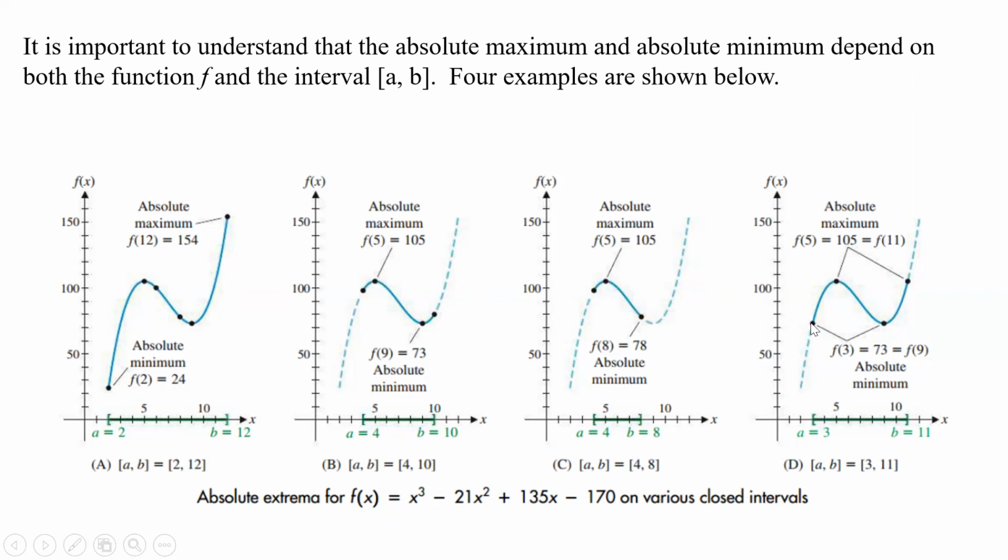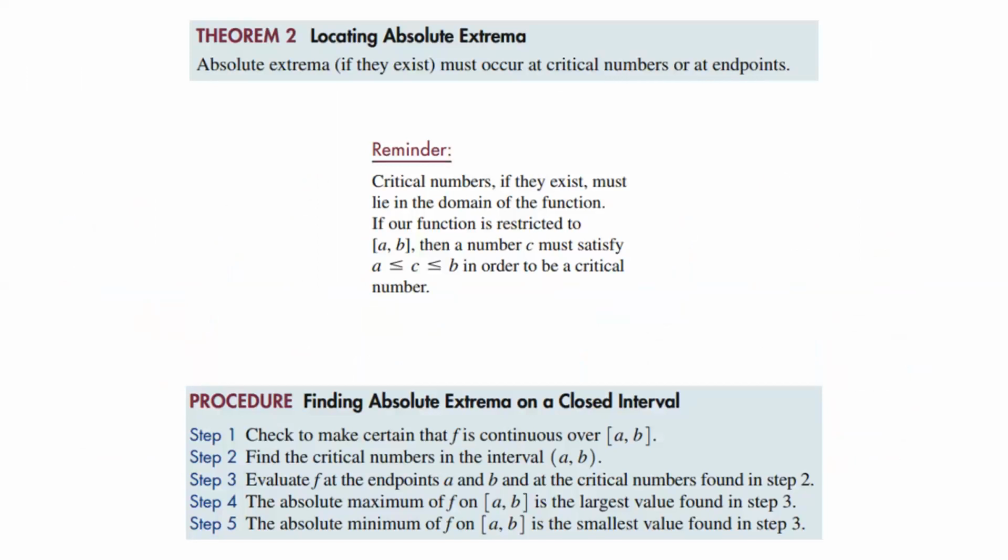Now, this one is kind of unusual. We've restricted from 3 to 11, and we notice f of 3 and f of 9 have the same value. They're both absolute minimum. And f of 5 and f of 11 are both the same. They're both absolute maximum. So sometimes you can have multiple, and you're going to have to actually test them. That's a key thing to think about as you're working through these problems.